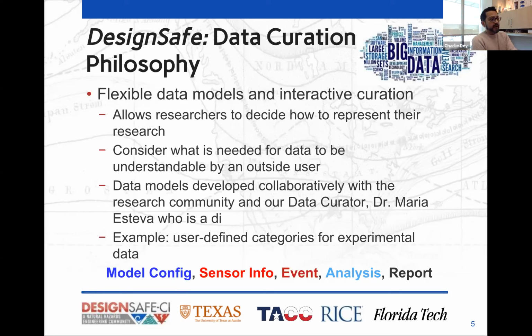So we have this new interactive curation process. This process allows researchers to decide what is the best way to represent their data, and to consider what is needed for the data to be understandable by an outside user. When you do your own research work, you have a specific way of doing things, and so everything makes sense to you. That may not be the case for external users who are looking at your data for the very first time. So we have people here at TACC who help you develop a model that's understandable by an outside user.